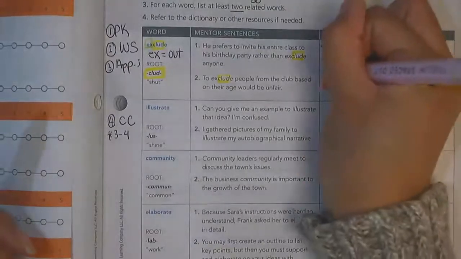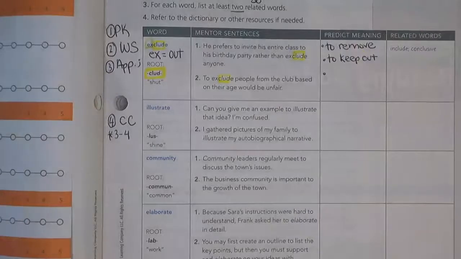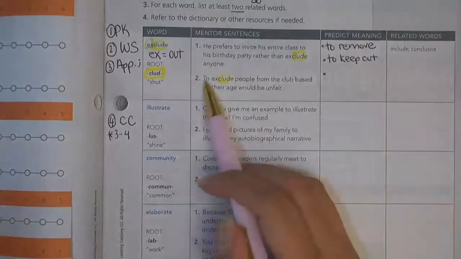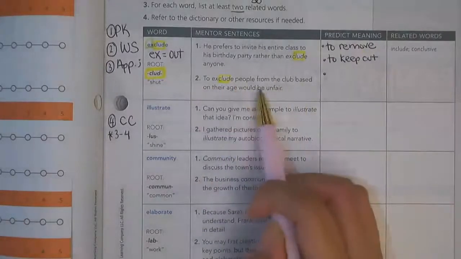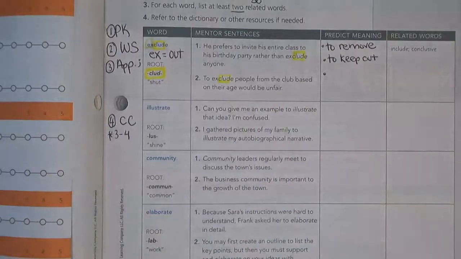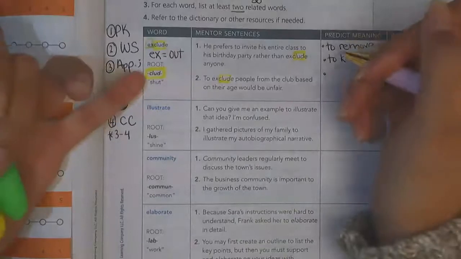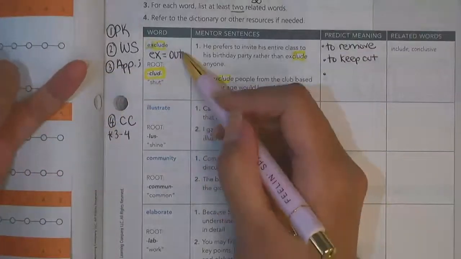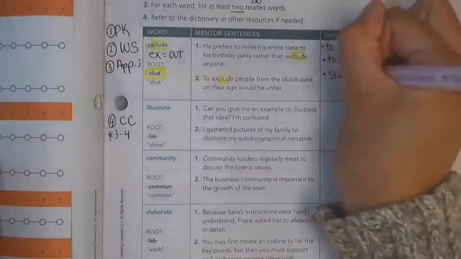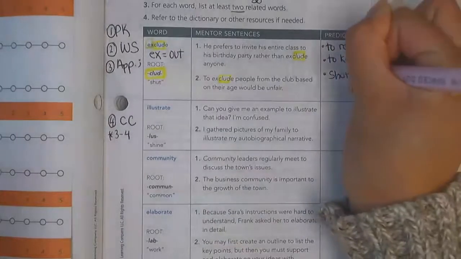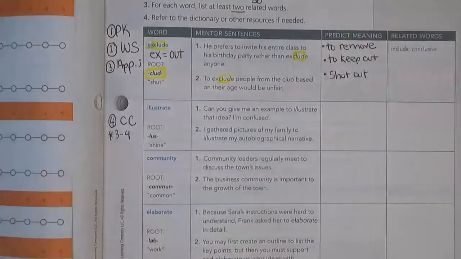Maybe there's some more clues in the second one here. The second one says, to exclude people from the club based on their age would be unfair. Okay, we wouldn't want to exclude people from our school club because they're a certain age, right? We wouldn't want to say, oh, the 8th graders can't come just because they're in 8th grade and not in 6th grade. We want to include everybody. So let's use these words here, shut and out. We wouldn't want to shut out anyone. We want to include everyone.